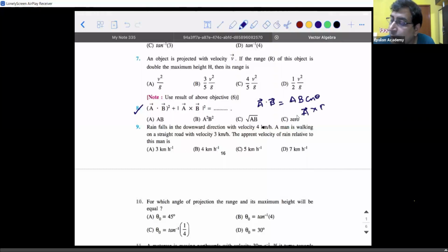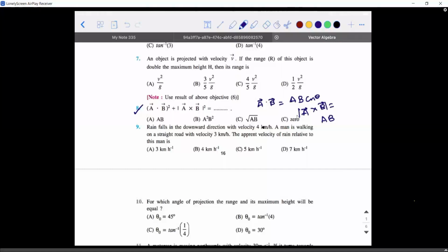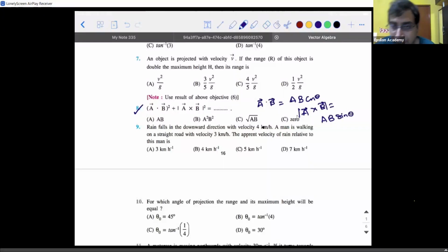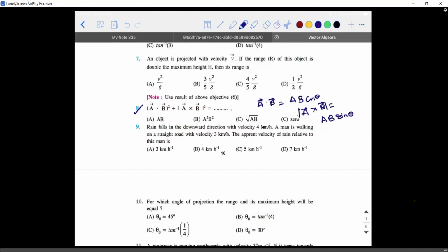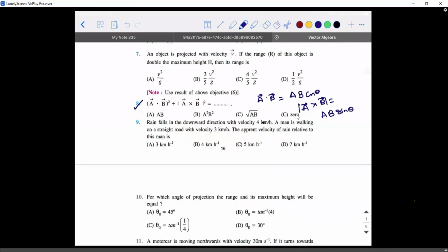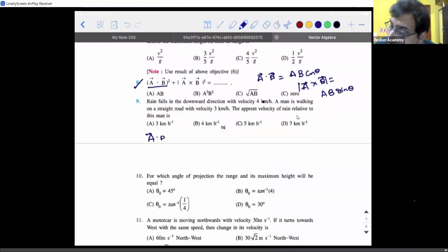What is A vector cross B vector, with the magnitude? I've given you as a property. It is AB sin theta. I should not write n cap. So A vector dot B vector is nothing but AB cos theta the whole square. And A vector cross B vector's magnitude is nothing but AB sin theta the whole square.